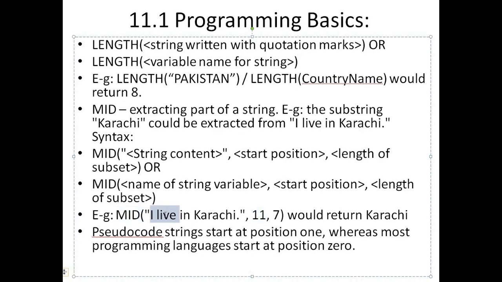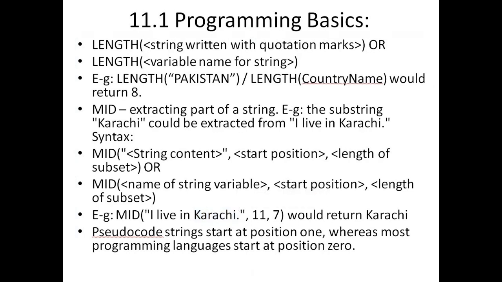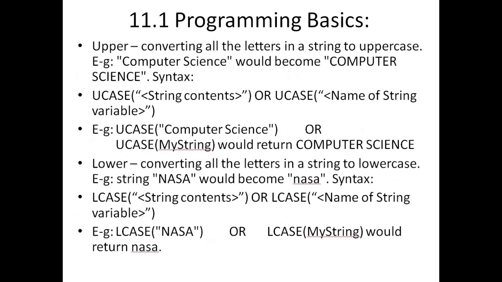1, 2, 3, 4, 5, 6, 7, 8, 9, 10, 11. Now from the 11th character it is going to extract 7 characters and then display it on screen. So these make 7 characters. Pseudocode strings start at position 1, whereas most programming languages start at position 0.